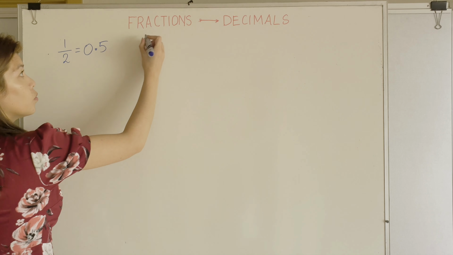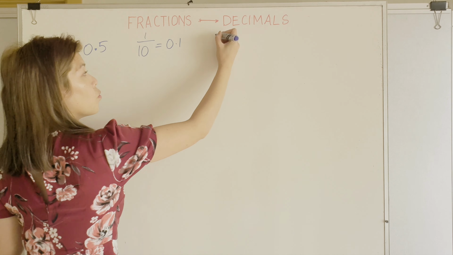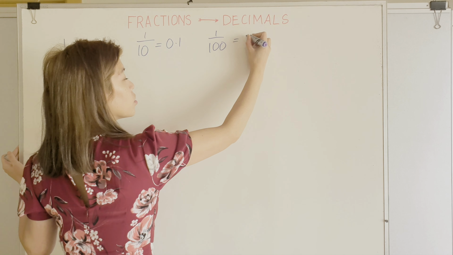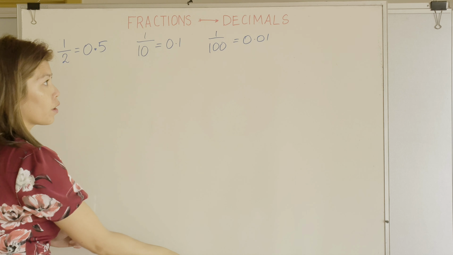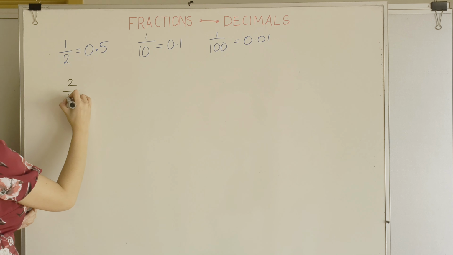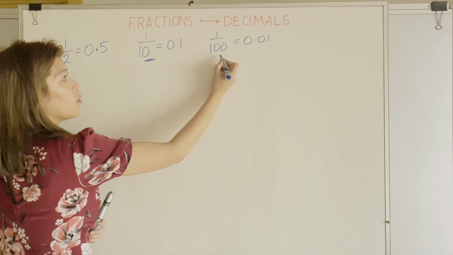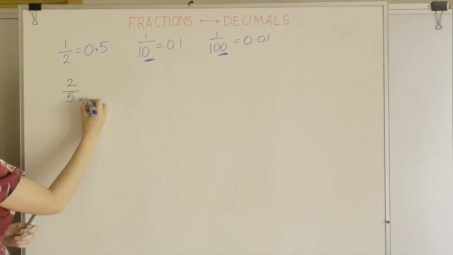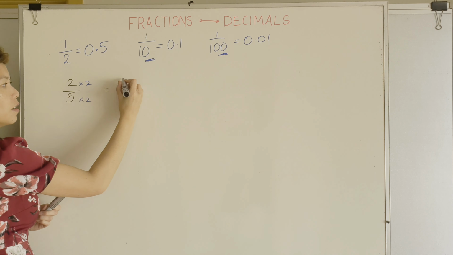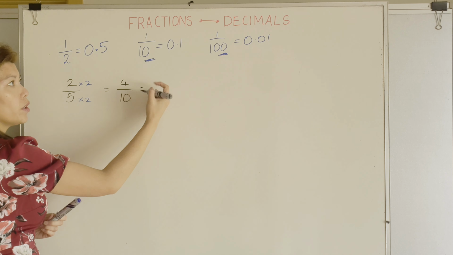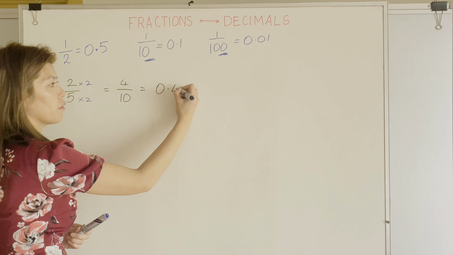Now what else do we know? We know 1 over 10 is equal to 0.1. And we know 1 over 100 is equal to 0.01. So knowing these two things, it helps us solve for things like this. 2 over 5. We will think of the numbers that make either 10 or 100. In this case, we can multiply the top and bottom by the same number so that we can get 4 over 10. And we know each tenth is 0.1, so 4 tenths is 0.4.